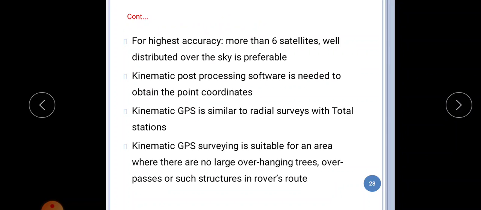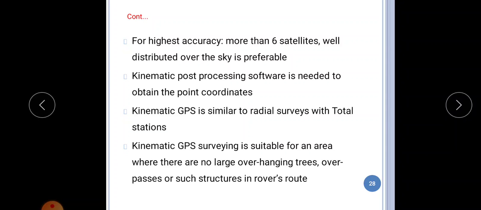Also, in order to get high accuracy, there should be more than 6 satellites, and they should be well distributed over the sky. And after collecting the data, kinematic post-processing software is needed to obtain the point coordinates. That is, the data is input into the software, and we can analyze the details in order to locate the objects. Kinematic GPS is similar to radial surveys with a total station. You have studied total station, so radial survey with total station is similar to kinematic GPS.